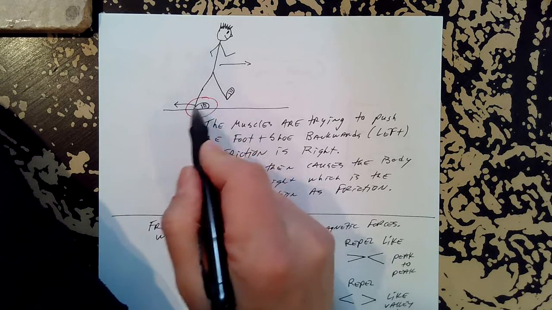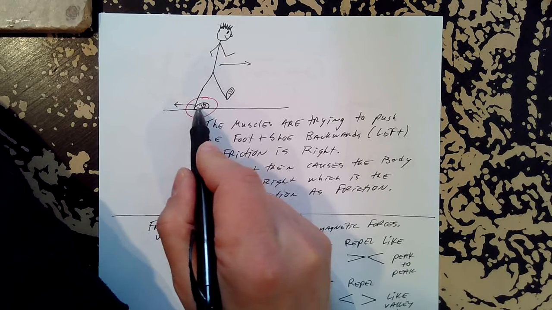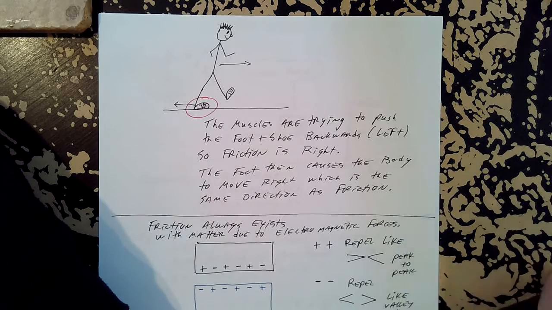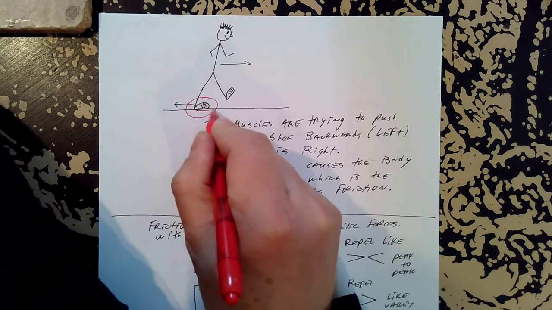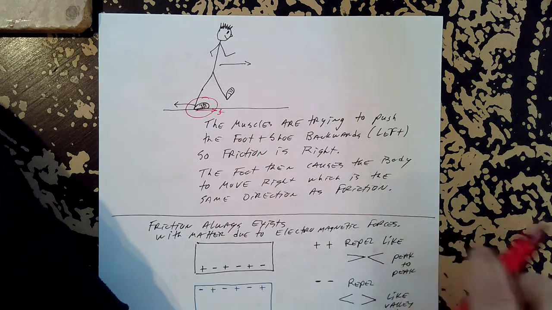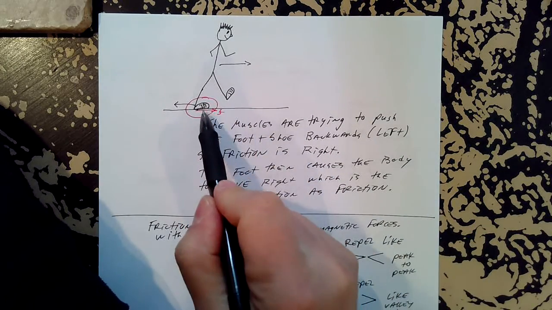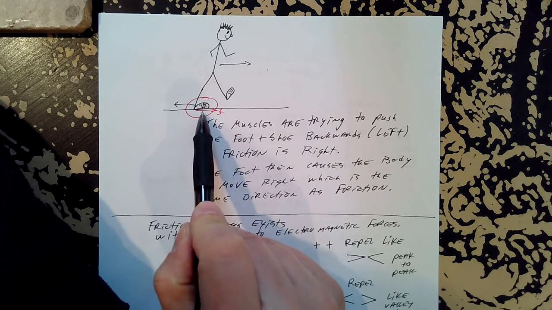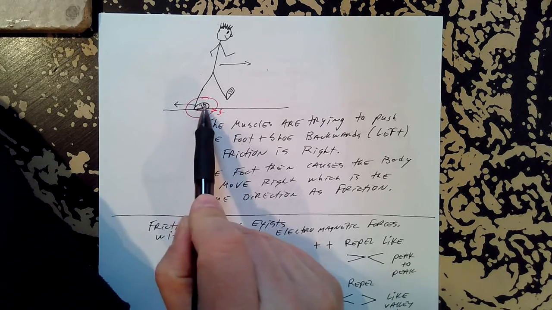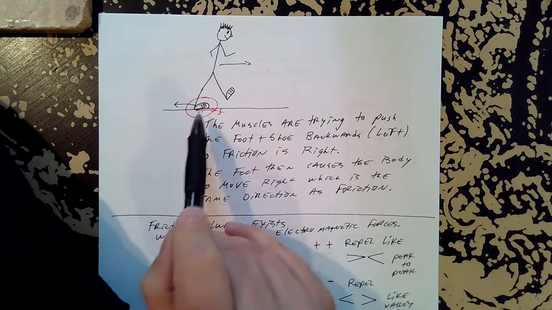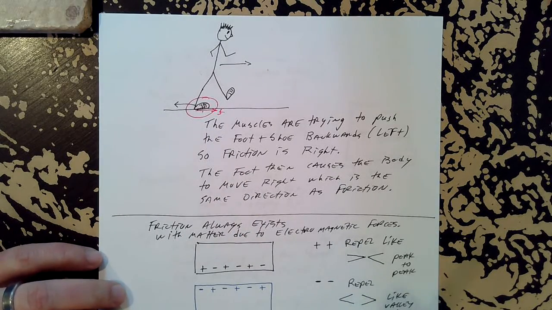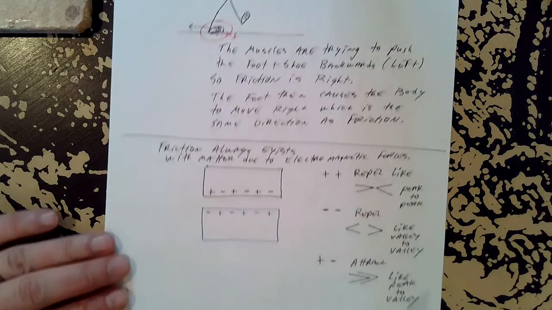So all the muscles in the body are trying to get this surface to go to the left. Well, if the shoe and foot are trying to go to the left, then friction is going to resist that. Friction will be to the right. That's why friction is in the same direction that the body is moving, but it still opposes the direction that the other surface is trying to go. So again, that's really where you need to put your focus, on the two surfaces that are in contact.